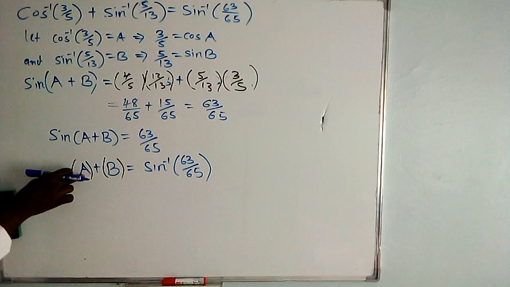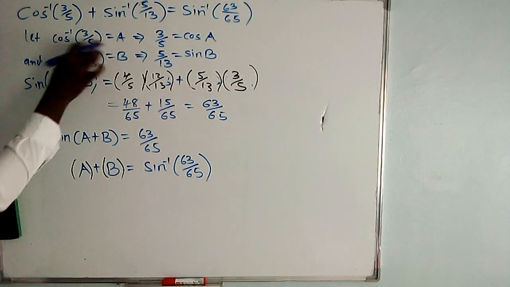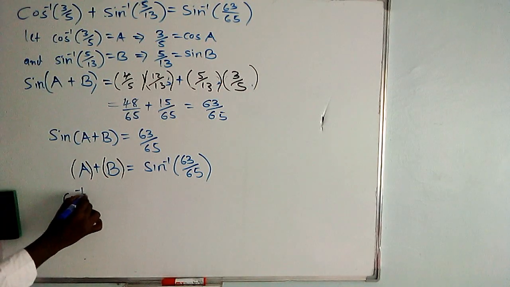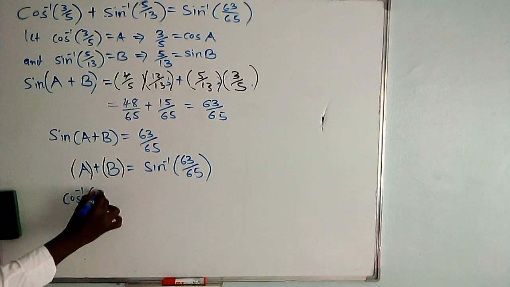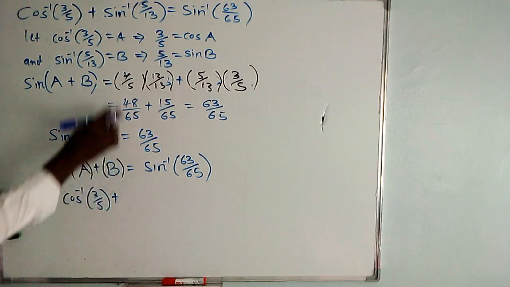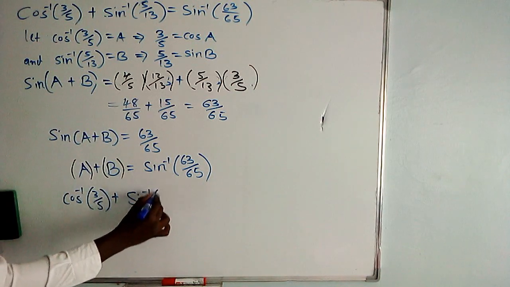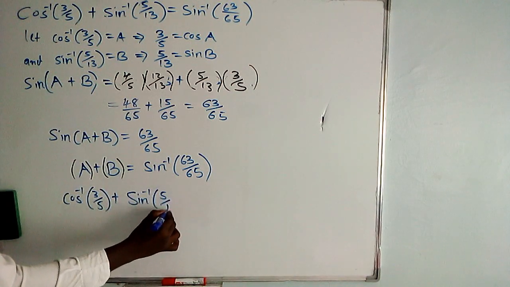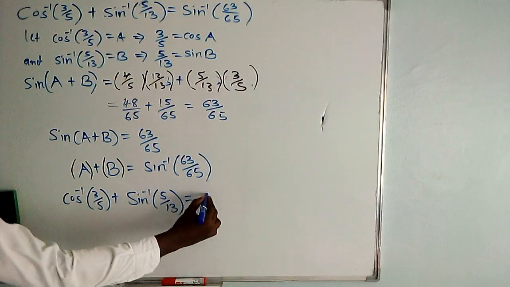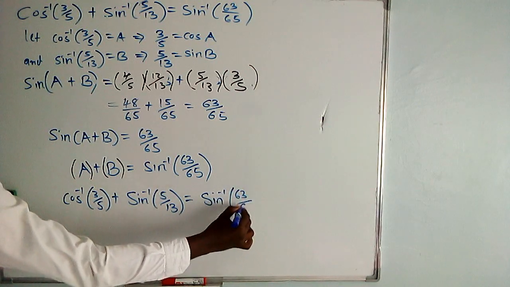Then you substitute the value of A. Where there is A, you put the value of A. What was A? A was cos inverse of 3 over 5. Then plus, where there is B, substitute the value of B, sine inverse of 5 over 13. The whole of that is equal to sine inverse of 63 over 65.